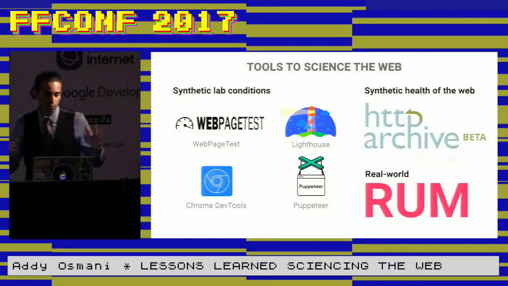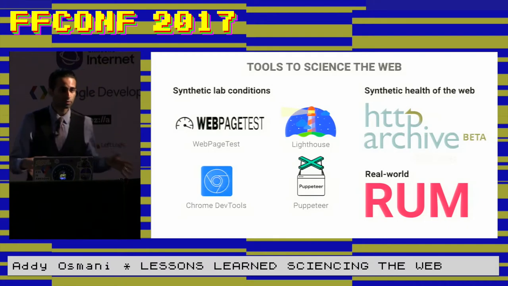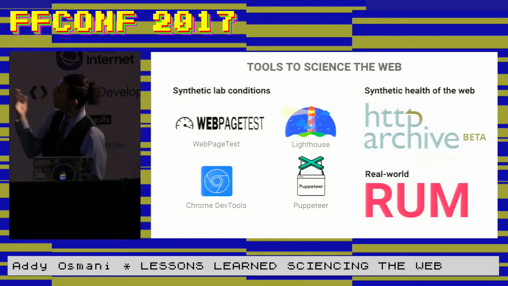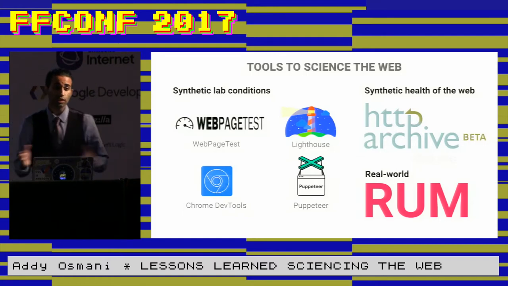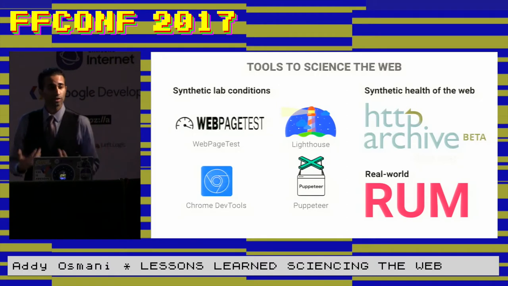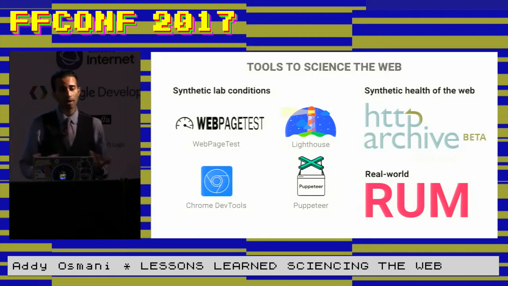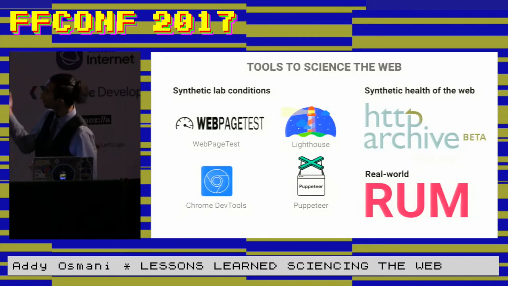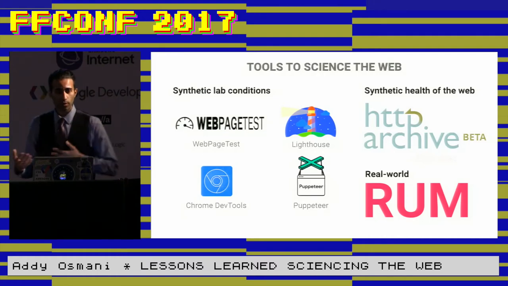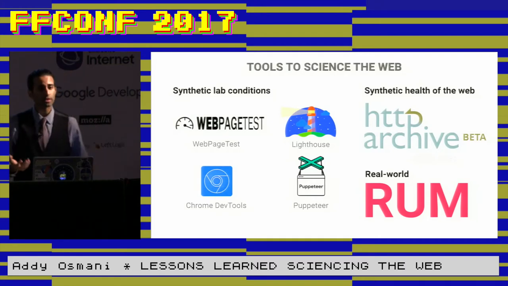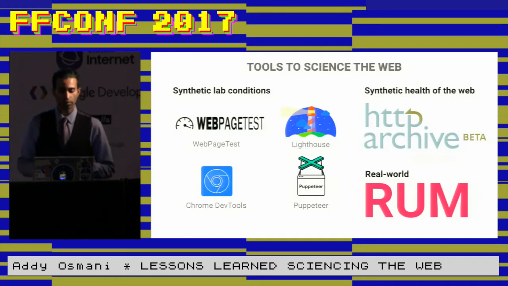Now, there are a number of good tools for us to science the web. Over the last couple of years, we've given you things like the Chrome Dev Tools, WebPageTest, Puppeteer, Lighthouse. Over on the synthetic side of things, we've given you tools like HTTP Archive, which is a really nice way to dig into how the web is constructed. And we've also given you more APIs for understanding RUM, so that you can actually query what your users out in the wild get. Now, as great as RUM is, I don't think that enough of us are taking advantage of it.